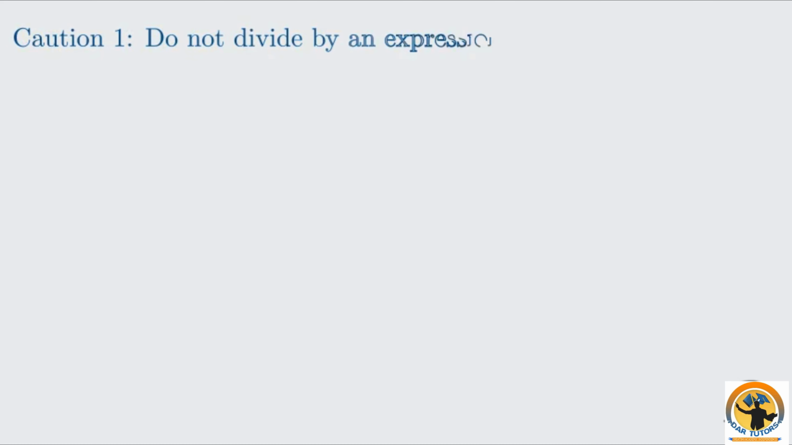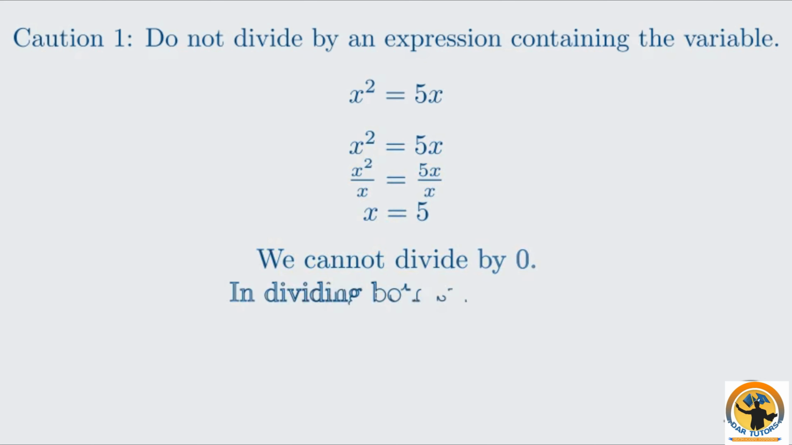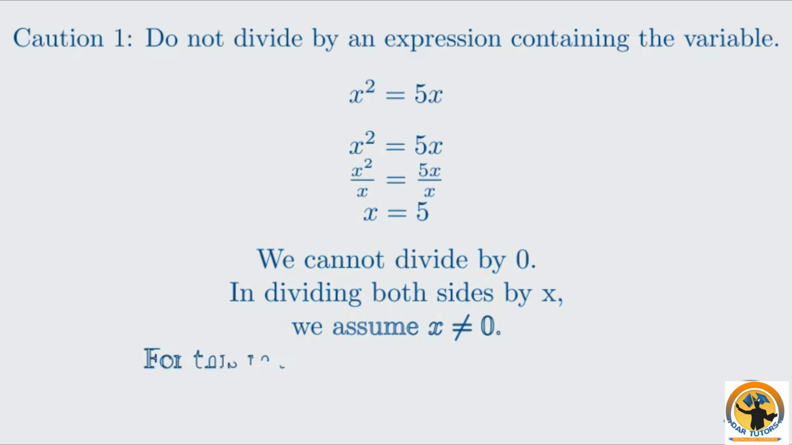There are two important cautions to remember when solving equations. First, do not divide both sides of an equation by a variable expression. You could lose a valid solution. For example, consider x squared equals 5x. If you divide both sides by x, you get x equals 5. This is a solution. But by dividing by x, you've made an assumption that x is not 0, and therefore you lose the other solution, x equals 0.